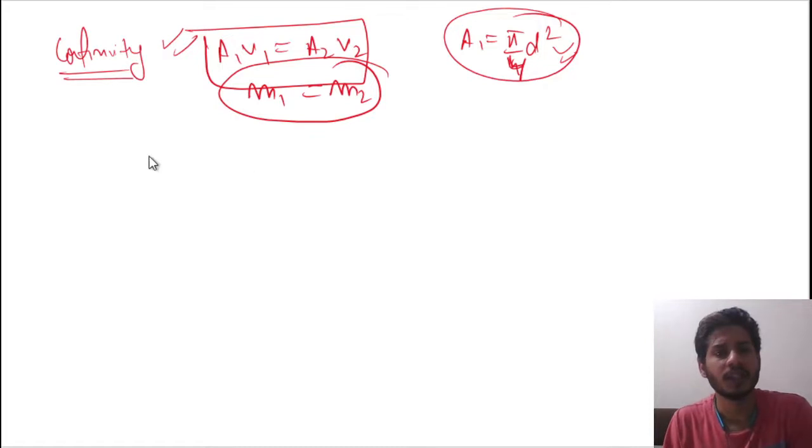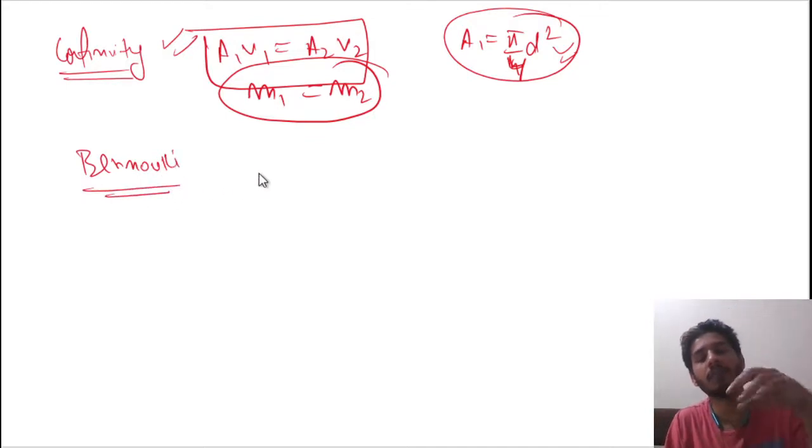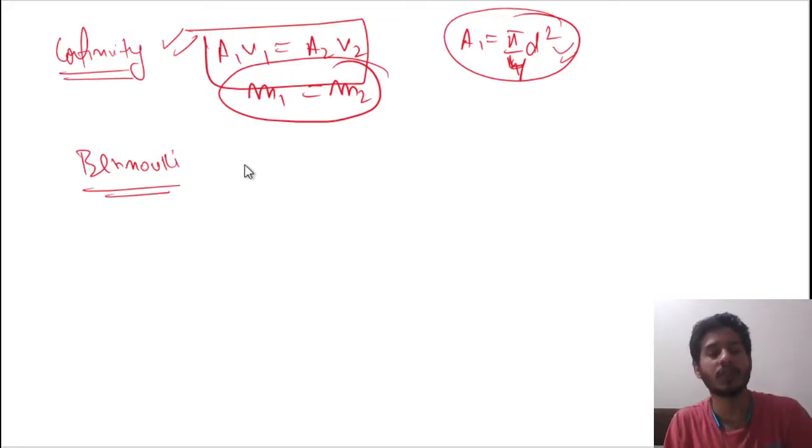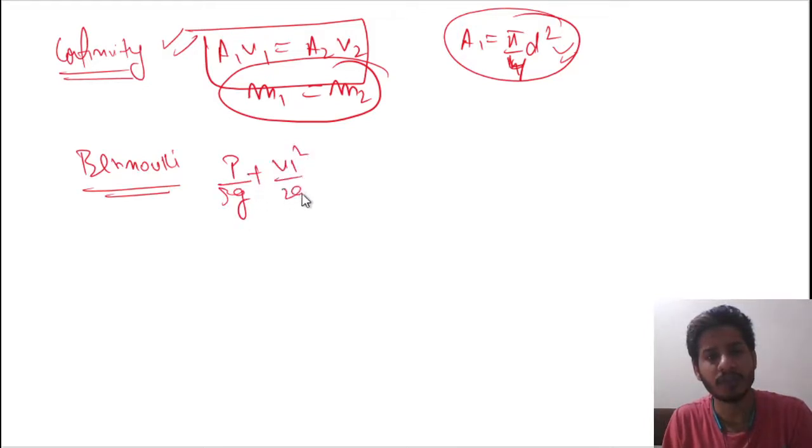Velocity is in meter per second. Then we have another equation, the Bernoulli principle. What was it? It depends on the conservation of energy: the entire pressure energy, kinetic energy, and potential energy remain constant within a fluid through the pipe. So pressure energy P1 upon rho g, plus kinetic energy V1 square upon 2g, plus Z1 is equal to P2 upon rho g, plus V2 square upon 2g, plus Z2.